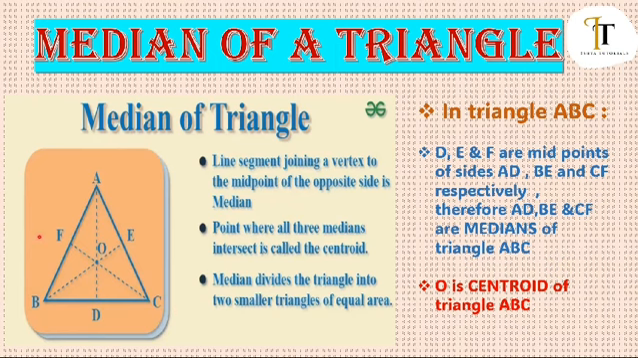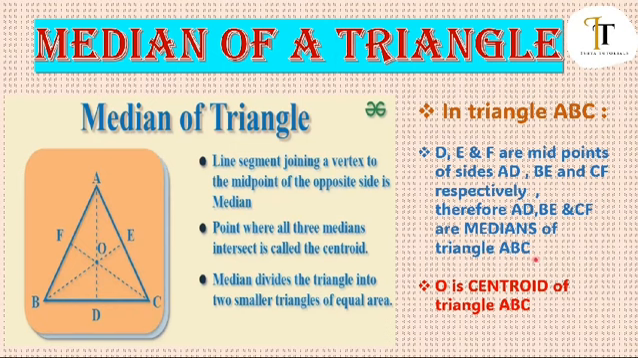Similarly, for CF, FB is equal to FA because F divides AB into two equal parts. Again, BE is a median, therefore AE is equal to EC. Now let's check. In triangle ABC, D, E, F are the midpoints of the sides BC, CA and AB respectively. Therefore, AD, BE and CF are called medians of triangle ABC.